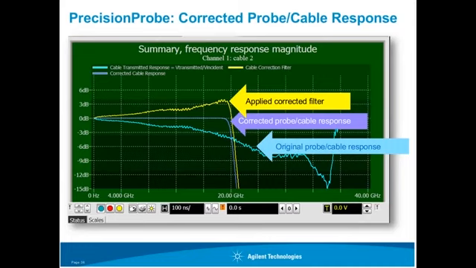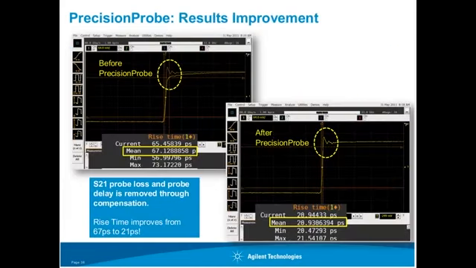So no matter what combination of probes and cables you're using in your lab, Precision Probe can definitely correct the response and skew so that they match up in all your measurements. So there's no difference between using one cable or another. This is a great way to achieve consistency and repeatability in your measurements.